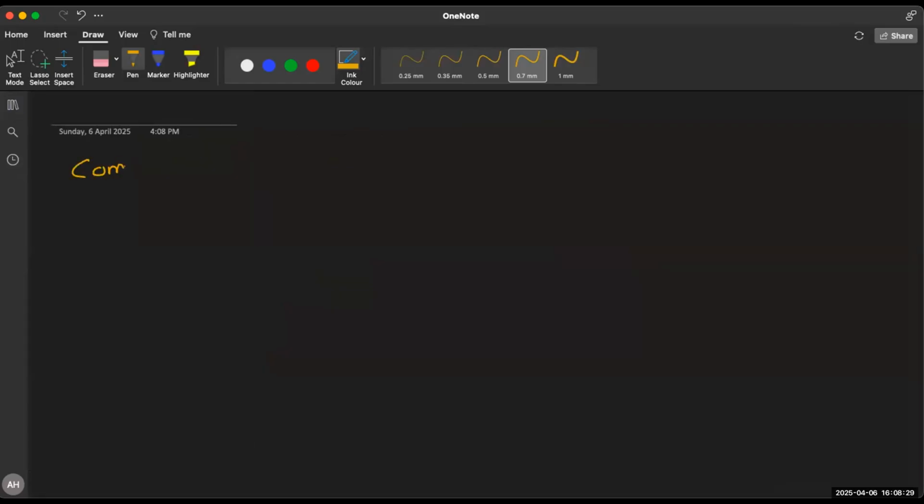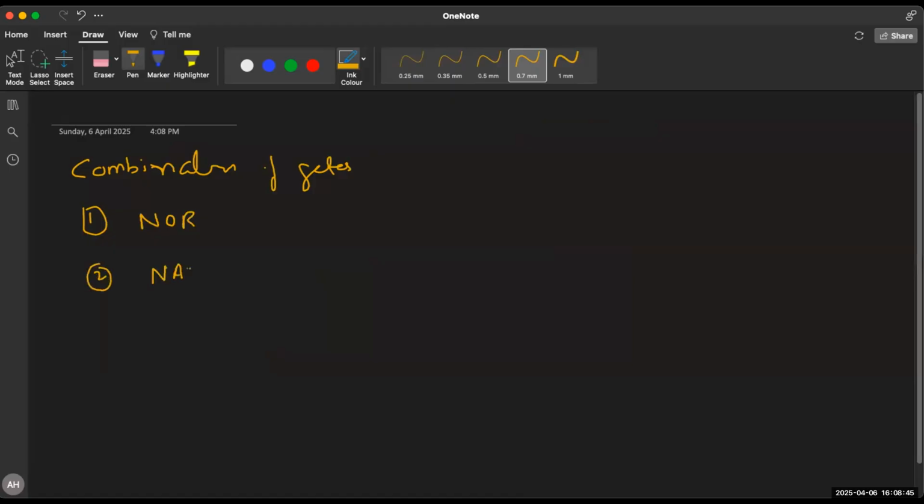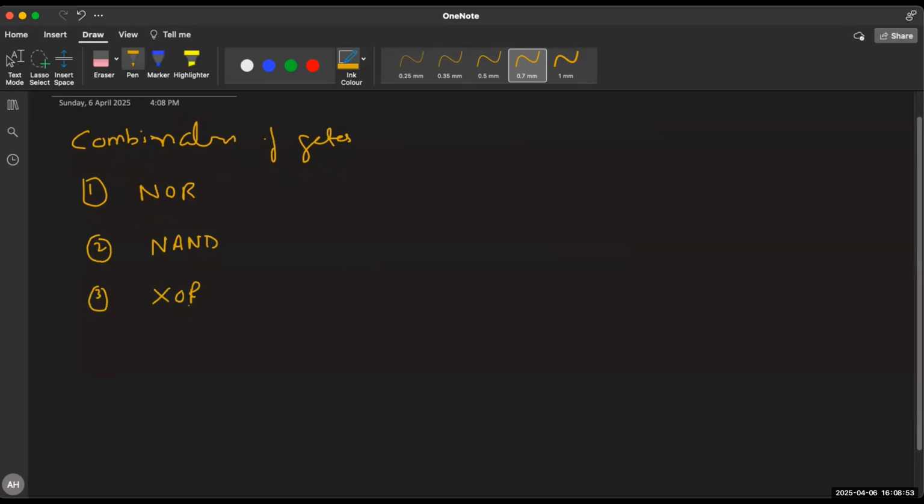After this, we have combination of gates. We can combine these gates to make various gates. These combinations are important: one is the NOR gate, another is the NAND gate, another is the XOR gate. XOR is not a part of the syllabus now, so we'll just concentrate on NOR and NAND. It's not even in the JEE Main syllabus.